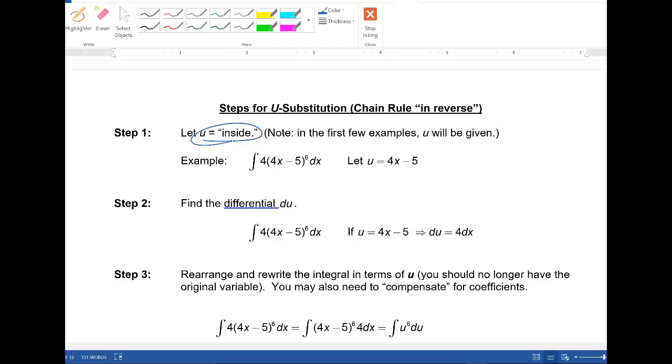So I'm going to walk you through this one, which is already done for us. First thing we want to do, we have 4 here, and then we have 4x minus 5 to the 6. This is going to be u. That's our inside part. So u is 4x minus 5. So next thing we want to do is find the differential du. Now we did differentials just a little bit in the last lesson. This is where we want to think of du dx. Well, if u is 4x minus 5, then it would be 4. And then we just want to move the dx to the right side, so it looks like that.